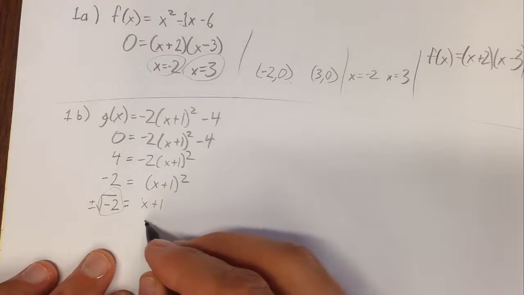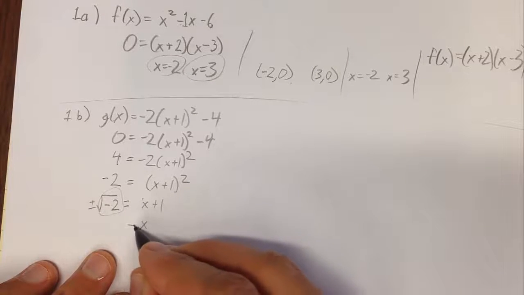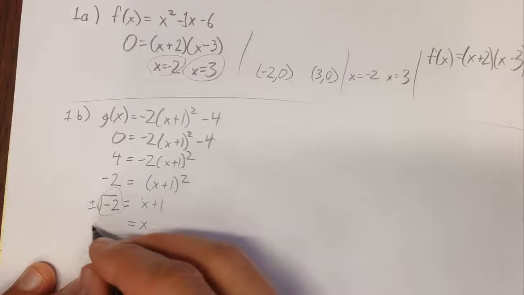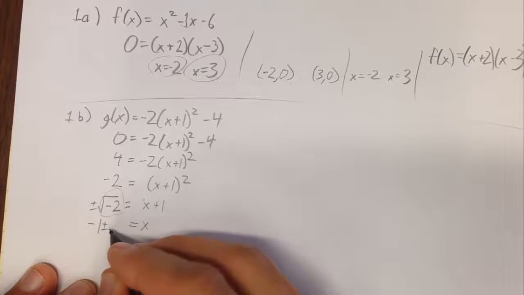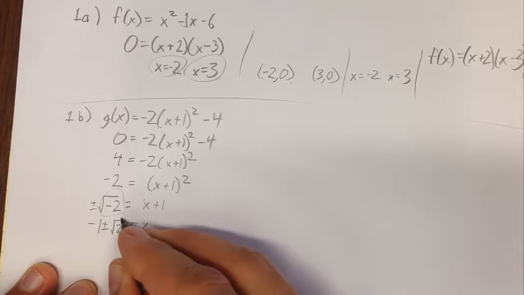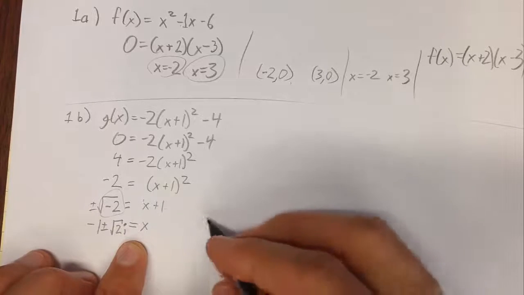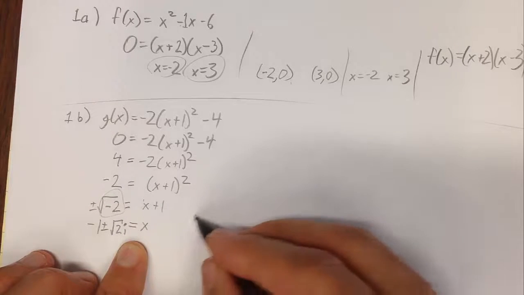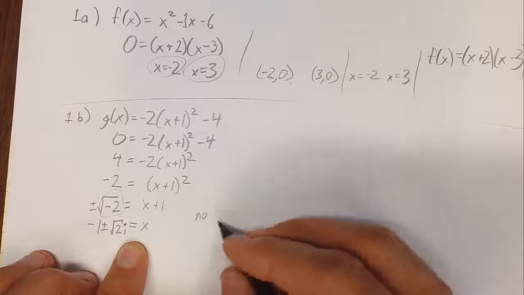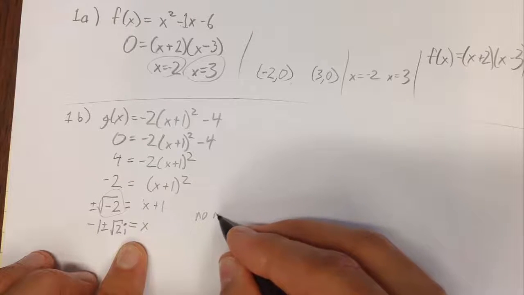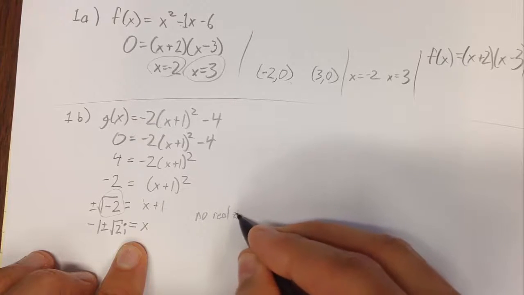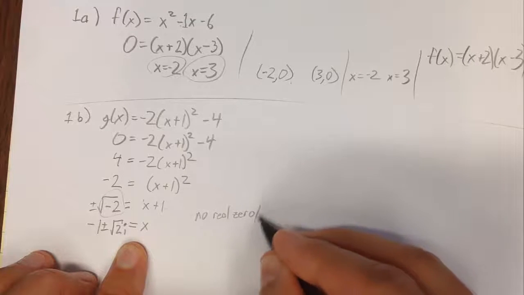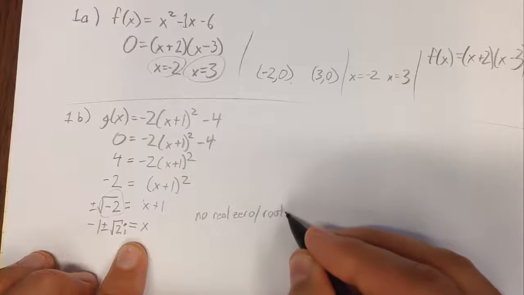If you wanted an imaginary solution, you could subtract 1, and you'd get negative 1 plus or minus the square root of 2 i, i being the square root of negative 1. But typically when we're trying to graph that, we would say no real zeros, or no real roots.